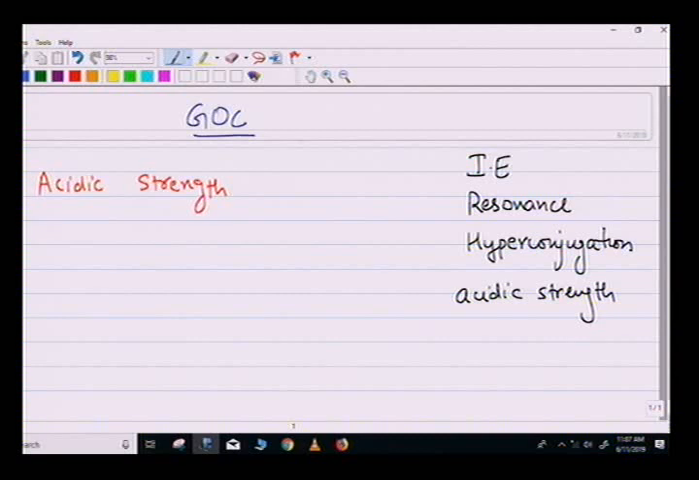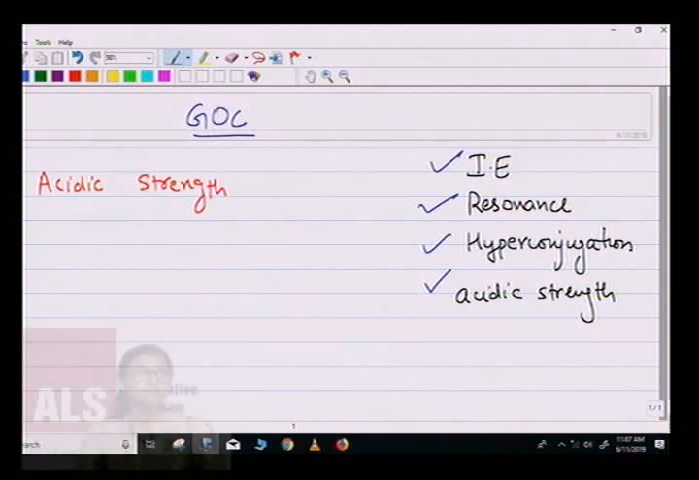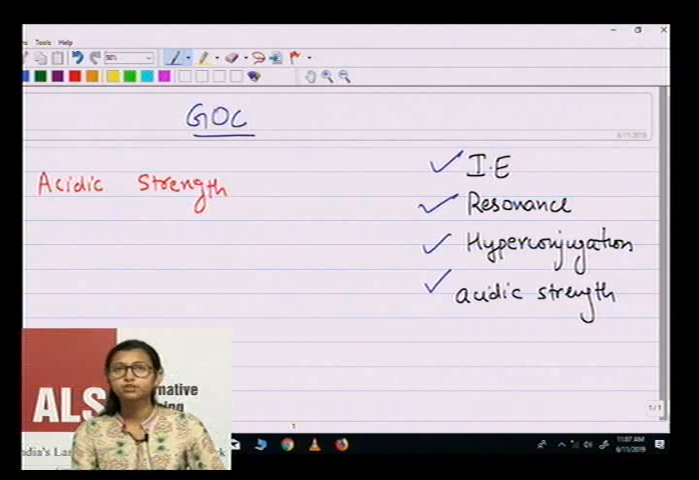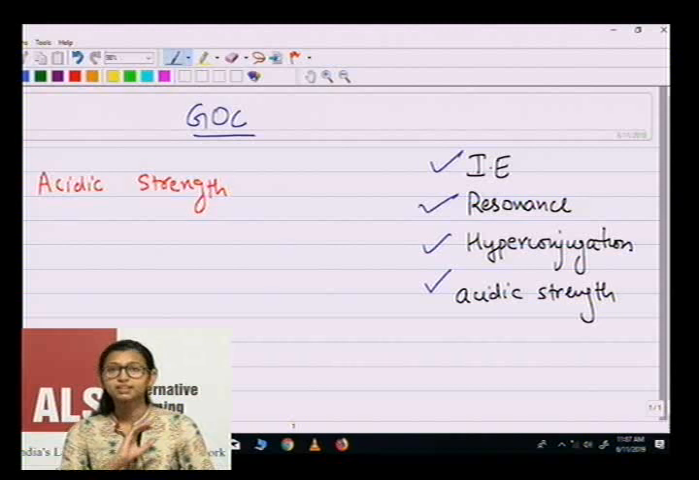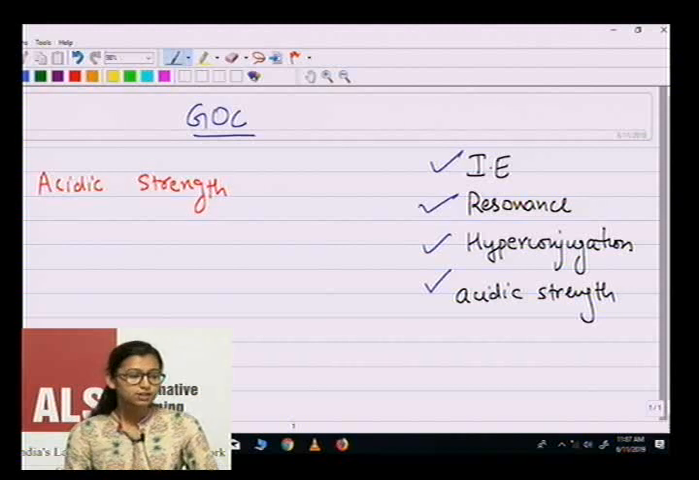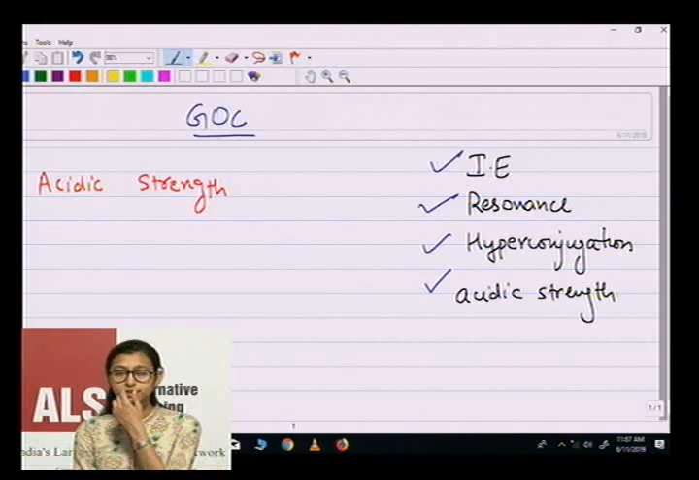I'm just saying that these are the topics we have already covered, and in the last class we have covered the acidic strength also. We are just going to revise the topic of the acidic strength, right? Now, you already know what an acid is. I have told you the definitions in the last class itself. So whenever we are talking about the acidic strength, always remember how you have to solve the question.